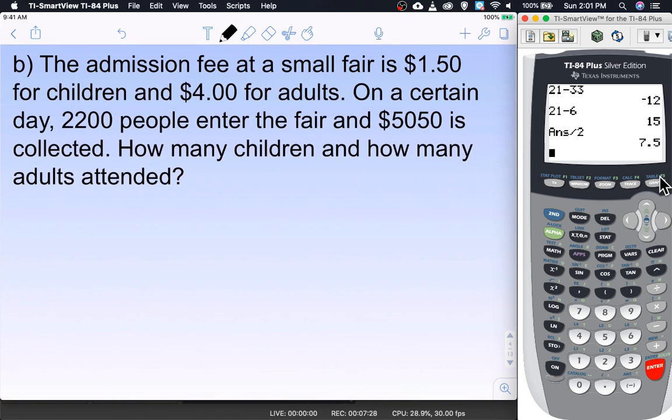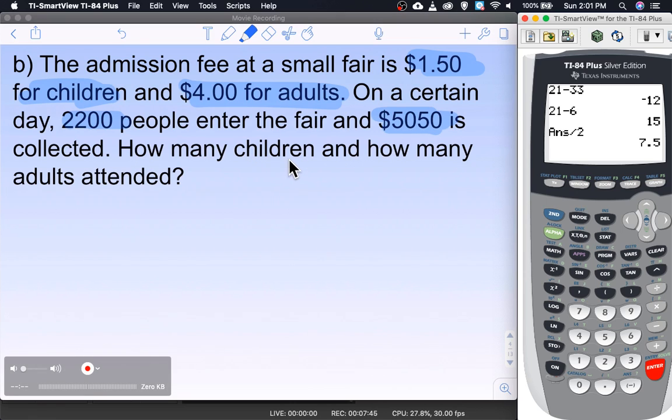It says the admission fee at a small fair is $1.50 for children, so $1.50 for children, and $4 for adults. On a certain day, 2,200 people entered the fair, and they made that much money. How many children and how many adults entered?